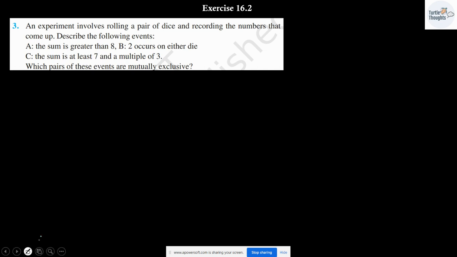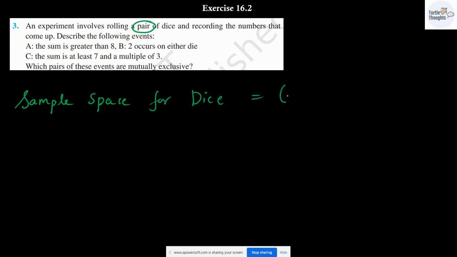All right. Now, an experiment involves rolling a pair of dice. Pair of dice means 2 dice. Whenever 2 dice are rolled, the sample space is given by 6 raised to the power n. Here n is 2 because a pair is considered. 6 raised to the power 2 is going to be 36.